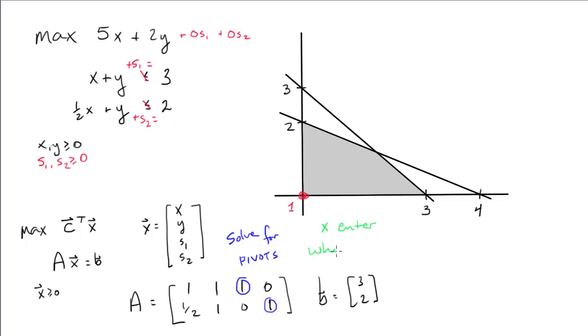now I'm going to want x to enter, but I don't know if S1 or S2 leaves. S1 leaves or S2 leaves. I want S1 to leave. Or I want Y to enter. And I want S2 to leave.